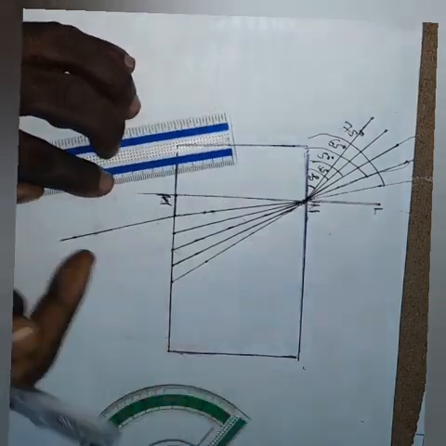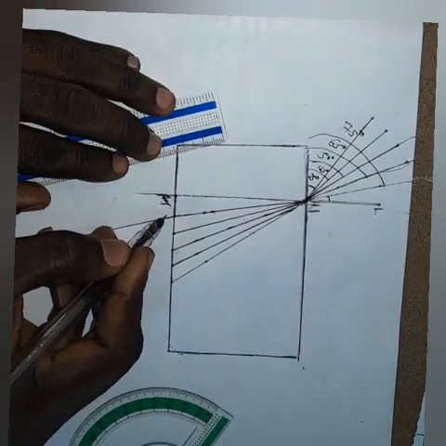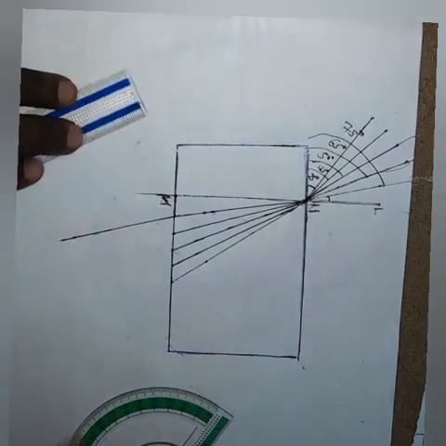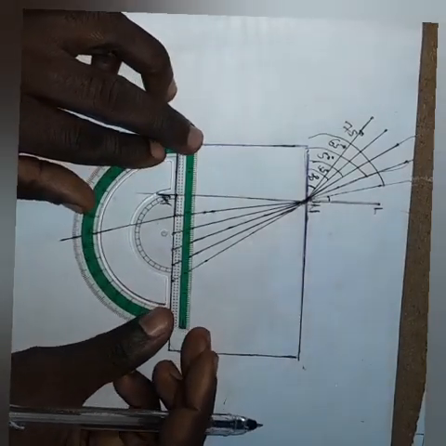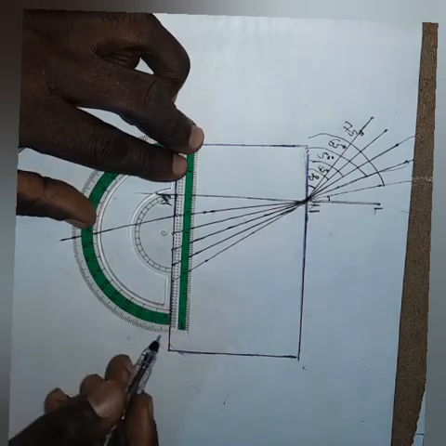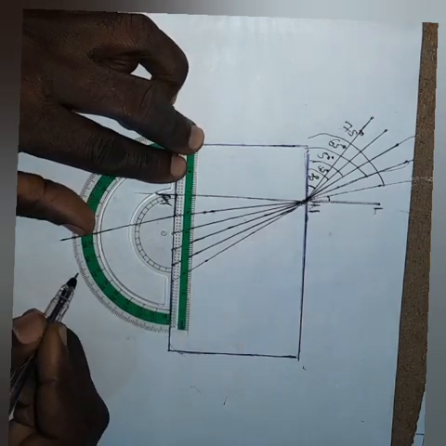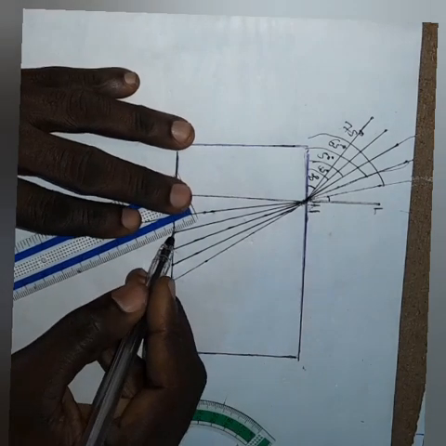So what this tells you is that the angle of incidence here must be equal to the angle of emergence here. Okay? Then for the next one, come to this place and do 65 degrees. So we are going 65. This is 60, 65. So I will join this.